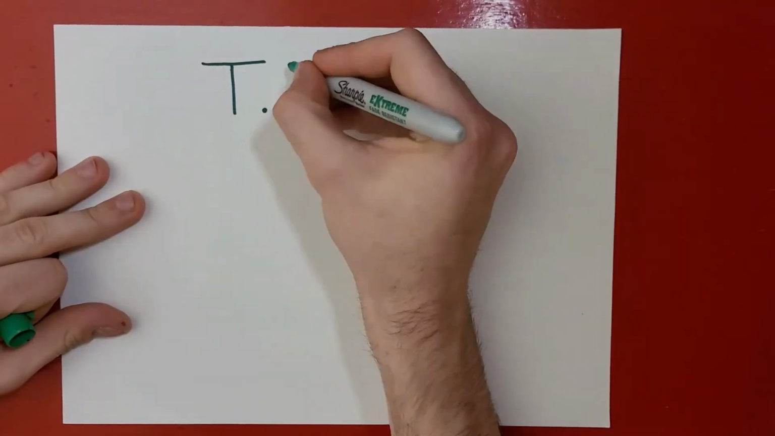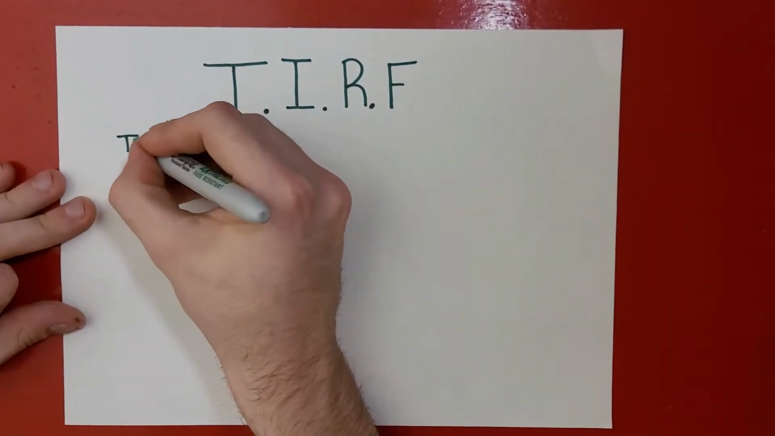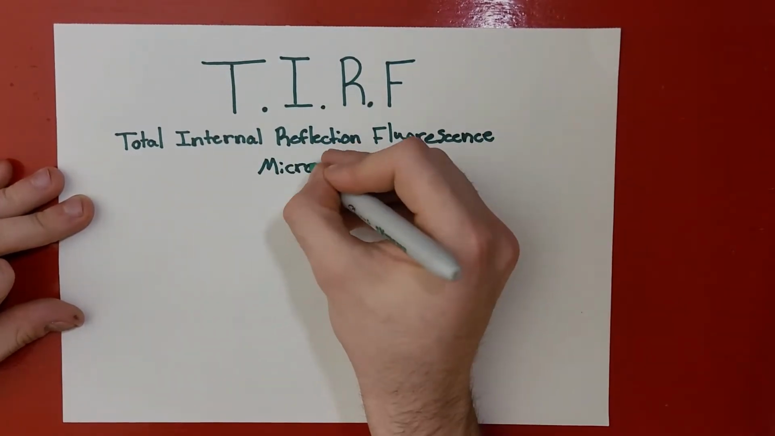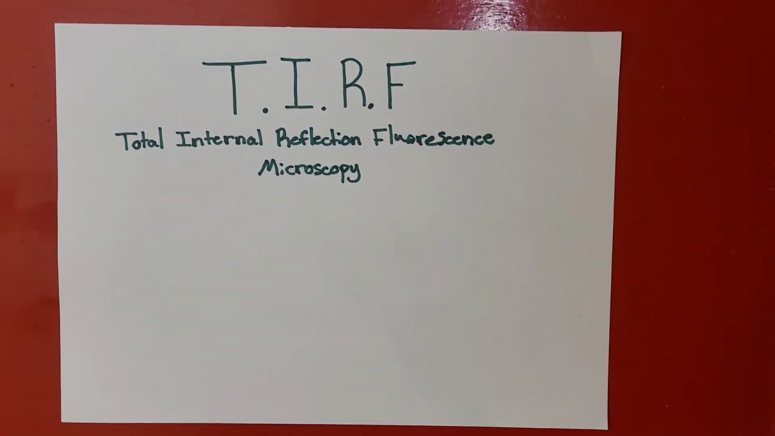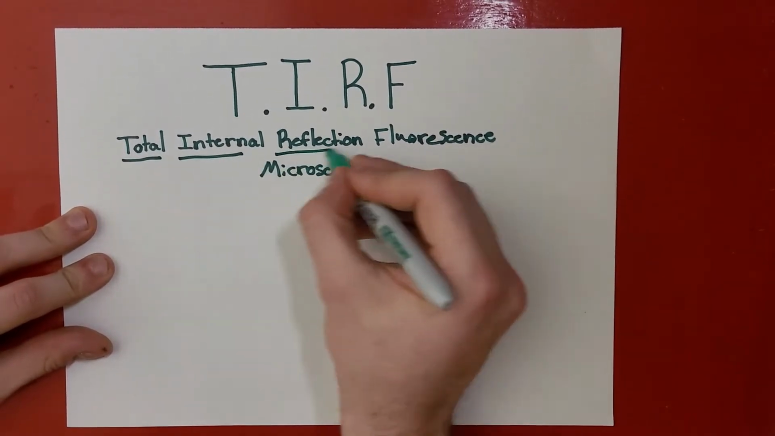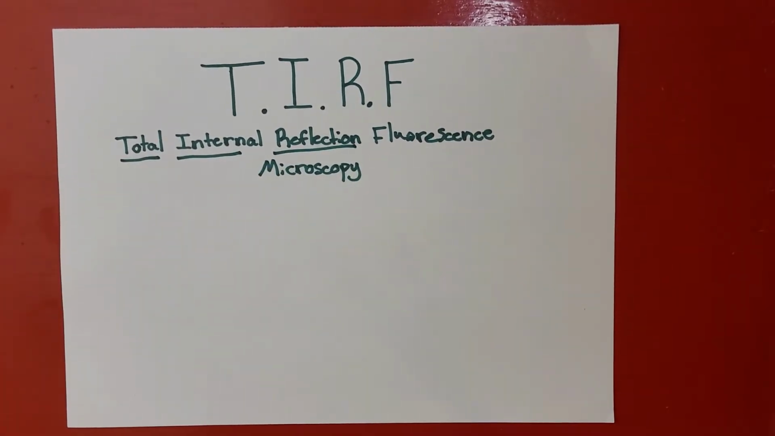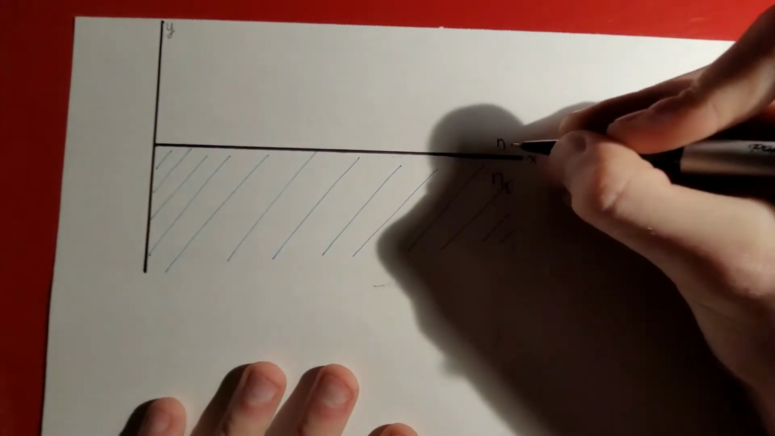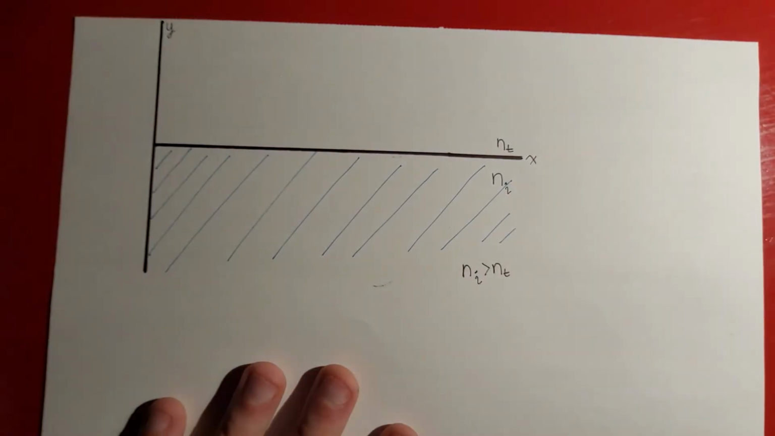One such technique is TIRF microscopy. TIRF stands for Total Internal Reflection Fluorescence. To understand why TIRF microscopy is so powerful, we first have to understand the phenomenon of total internal reflection and its consequences. Suppose we have a beam of light traveling from a medium of higher refractive index to one of lower refractive index, such as glass to air.